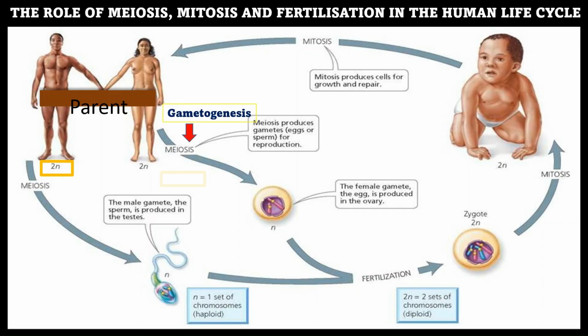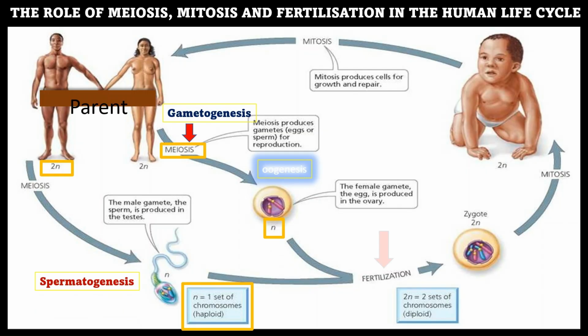caused by meiosis. In the case of the male, gametogenesis is called spermatogenesis, which leads to the formation of sperm cells. In the case of the female, gametogenesis by meiosis is called oogenesis, and it leads to the formation of a haploid gamete called an ovum. The two gametes will fertilize, and that leads to the formation of a diploid cell we call a zygote, and then the zygote will undergo mitosis, which leads to growth.